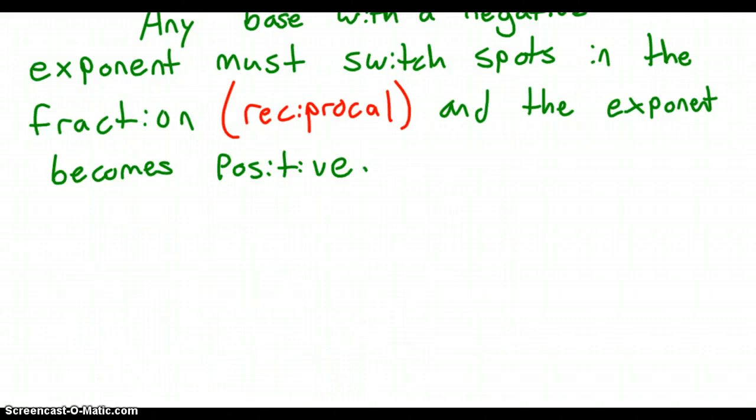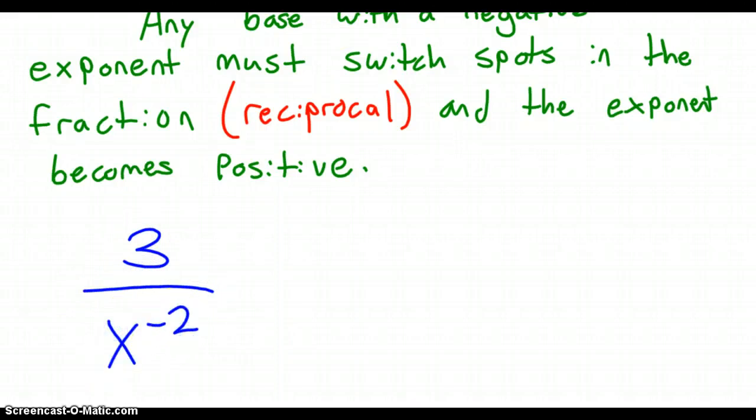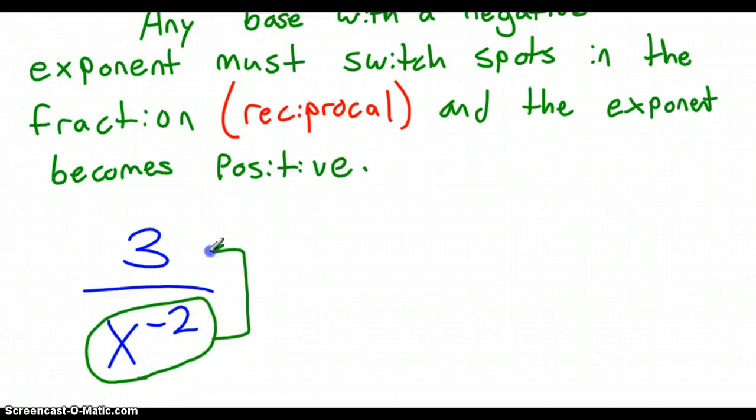Say we have one like this. Say we have a 3 up top, and then down low we have an x to the negative 2 power. So let's think about our rule. It says any base that has a negative exponent must switch spots in the fraction. The only base I see with a negative exponent is this x. So it will switch spots in the fraction, and the exponent will become positive.